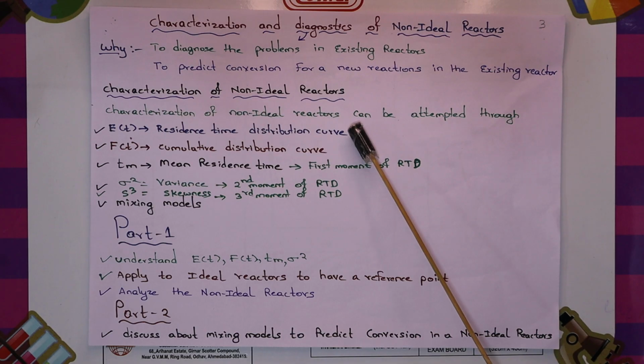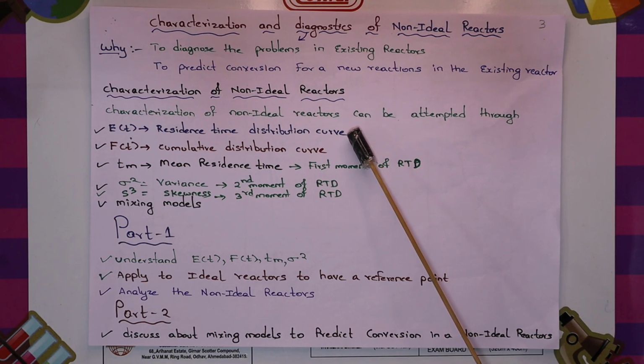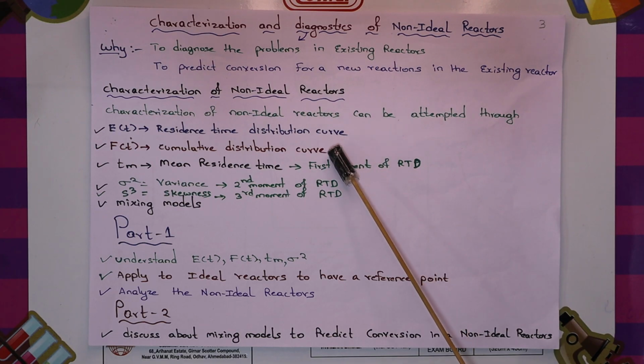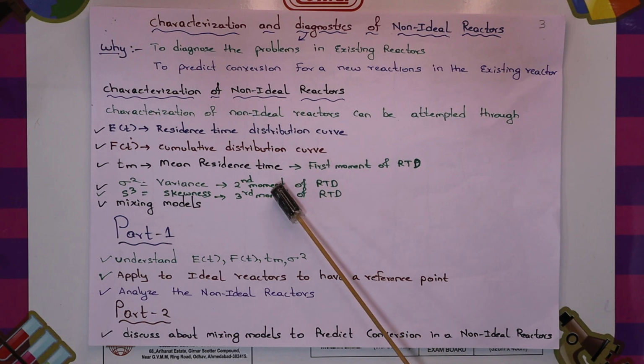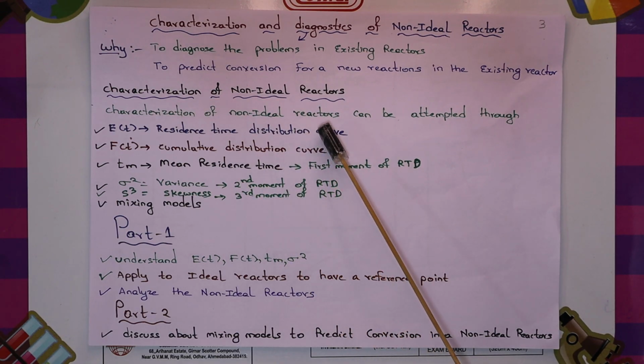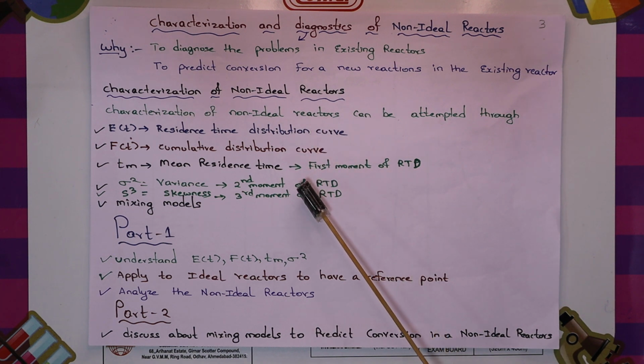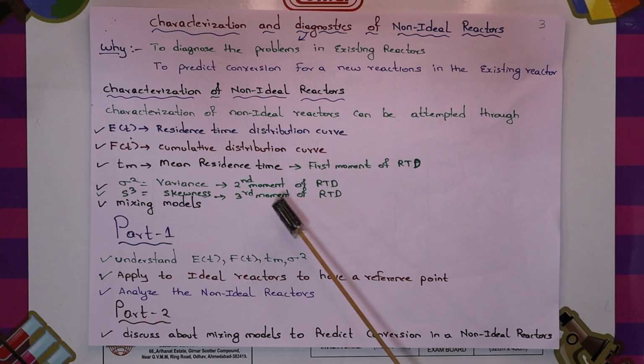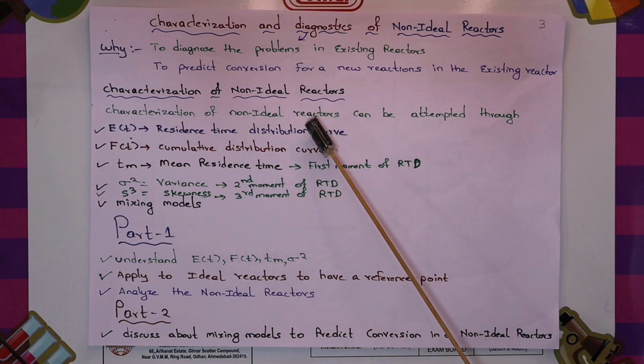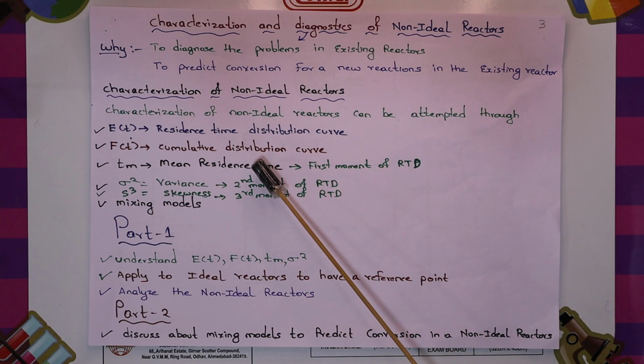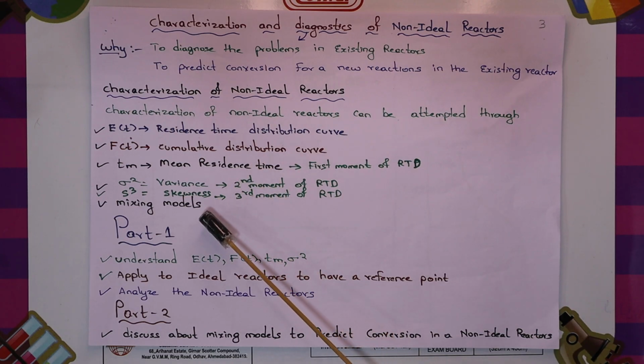We are using pulse tracer inputs. Based on the pulse tracer inputs, using some examples of tracer curve data, we have shown how to get the information of RTD, that means the residence time distribution curve, cumulative distribution curve, mean residence time, variance, and skewness. These are the aspects we discussed using examples. Later on we went into applying these characteristics: mean residence time, cumulatives, variance, skewness.